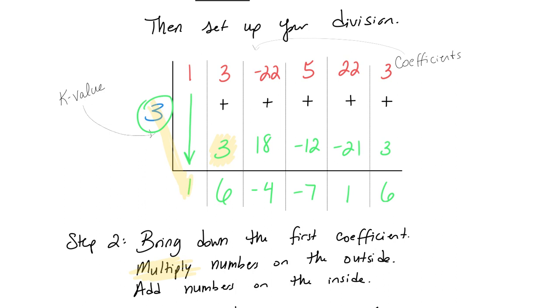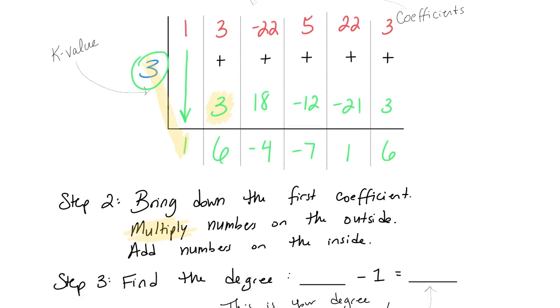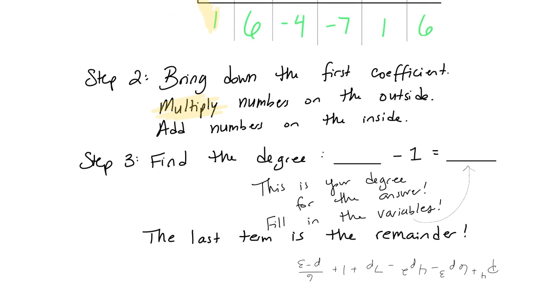The next step is where I have to find my degree. So when I find the degree, in this case, that's going to be 5. And so I will subtract 1, and the degree of my answer is going to be 4. So this will be x to the 4th, x cubed, x squared, x to the 1st, my constant. So there's not going to be a number being added or subtracted. And then the last part is my remainder. And so I put what I'm dividing by here.